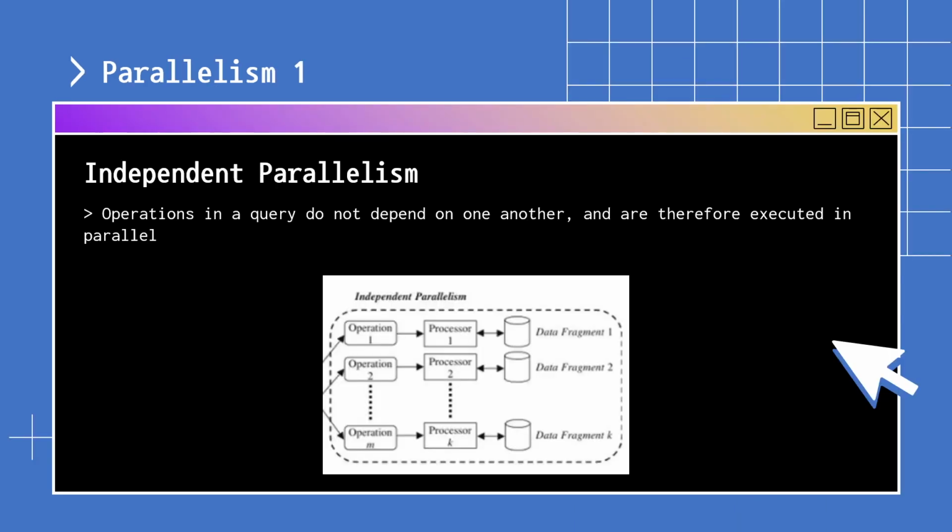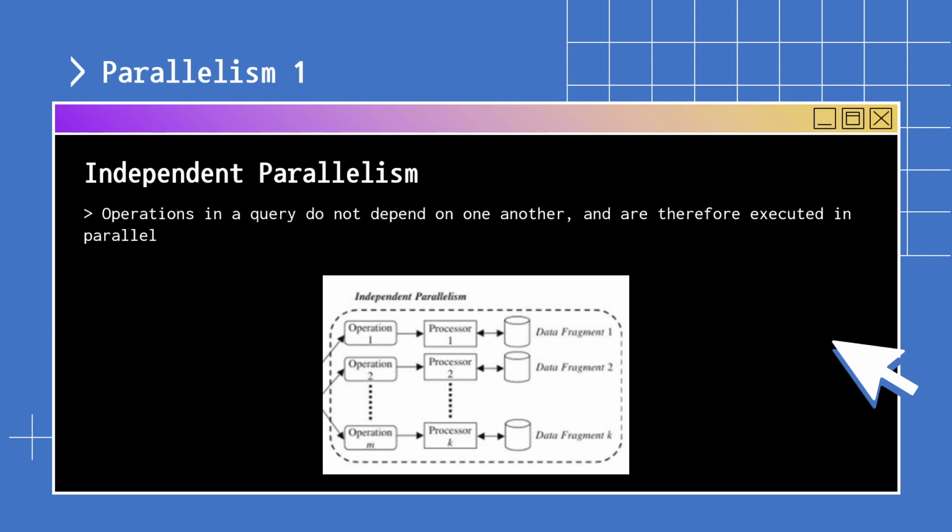So first, independent parallelism. Independent parallelism means that operations in a query do not depend on one another and are therefore executed in parallel. What this means is that operations and processes do not require the finishing of another one to proceed. So they can work independently from each other, and if you have multiple processors, they can be done with the said multiple processors.